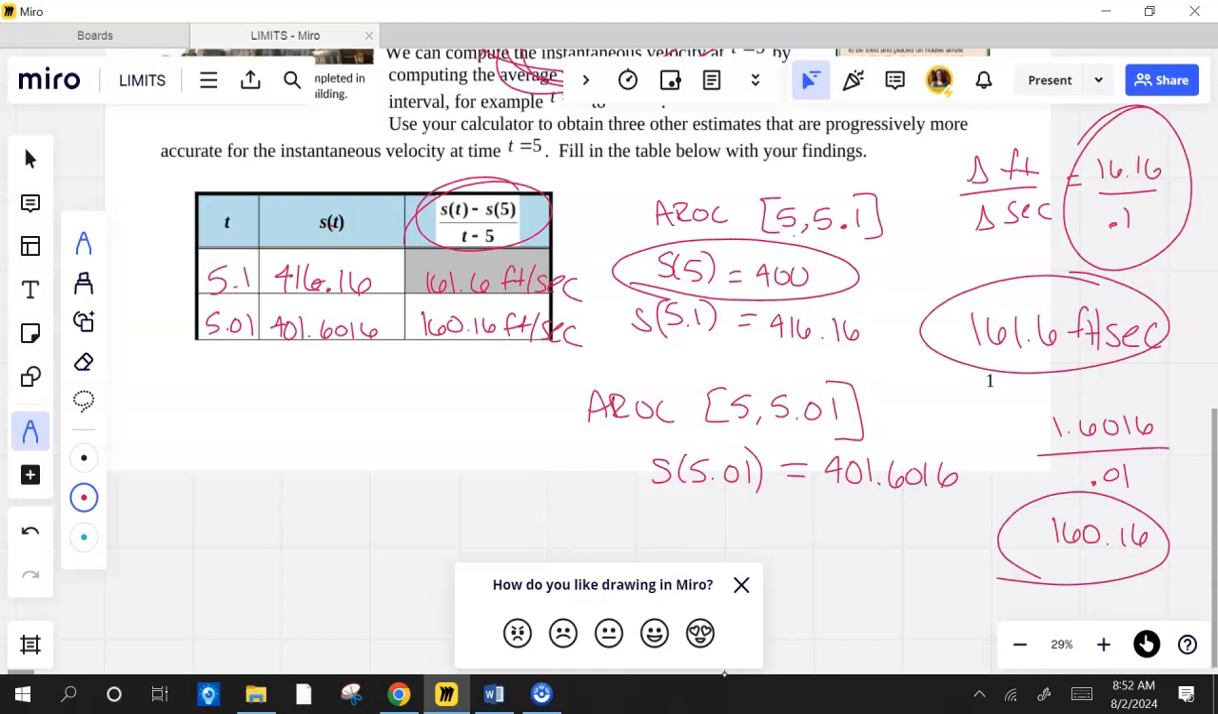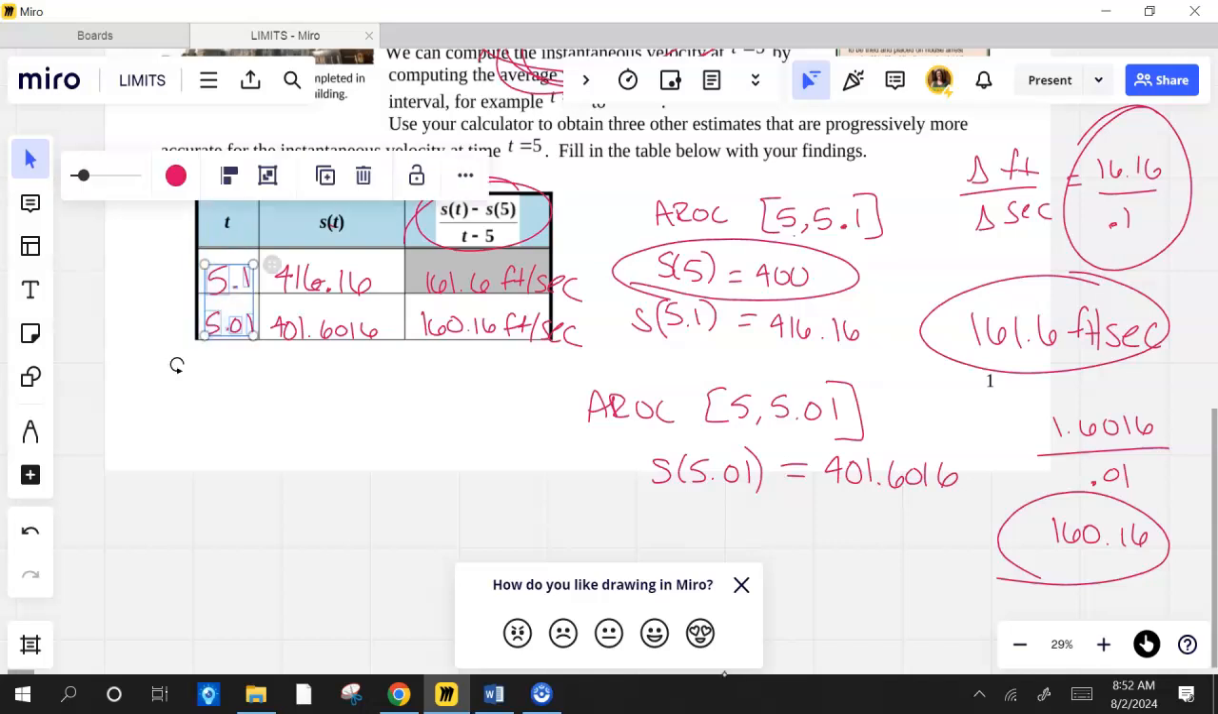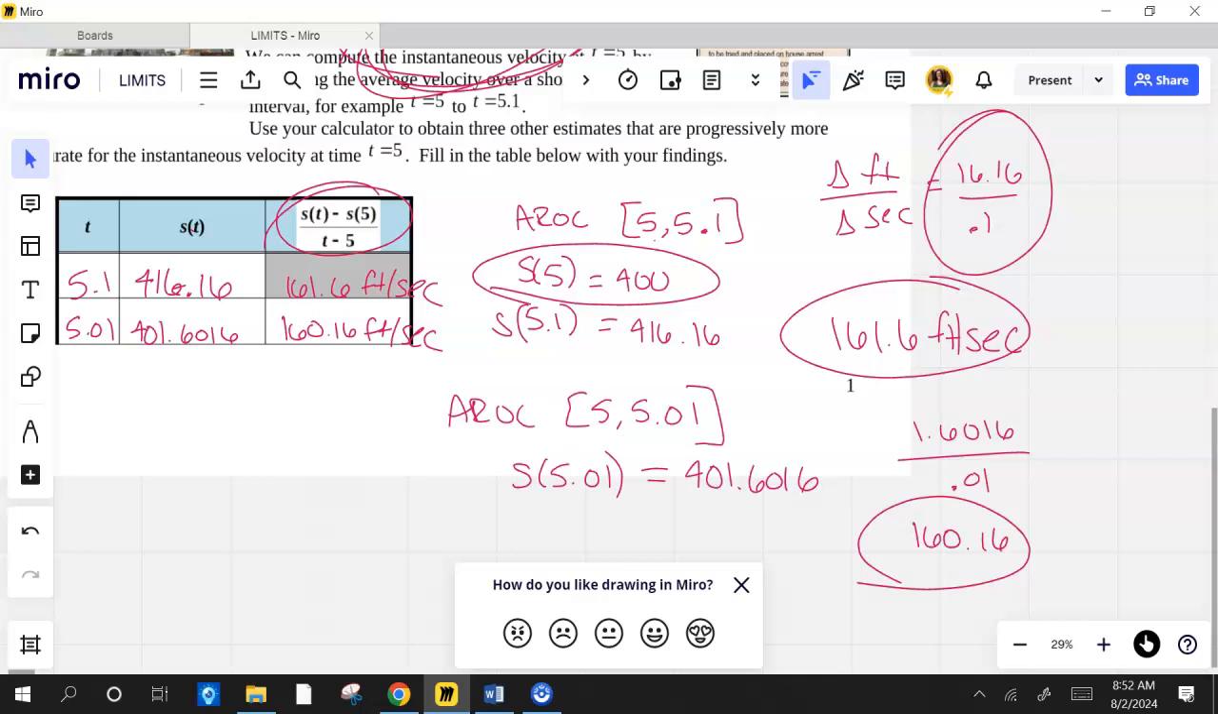Why couldn't we input the 5.01 value? Because you're trying to find it at 5, not at 5.01. Why can't you put 5.01 there? You're saying find the average rate of change between these two instead of finding it between each one of those and 5? Well, then you're just finding the velocity at 5.01 specifically.